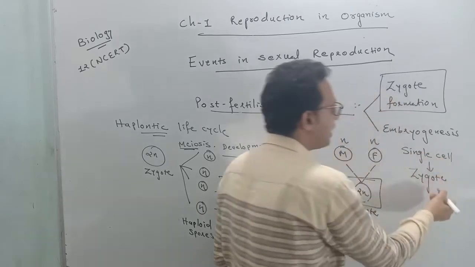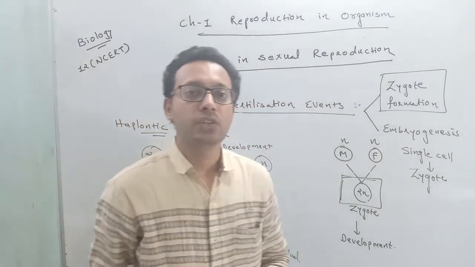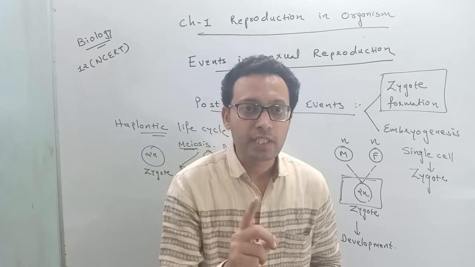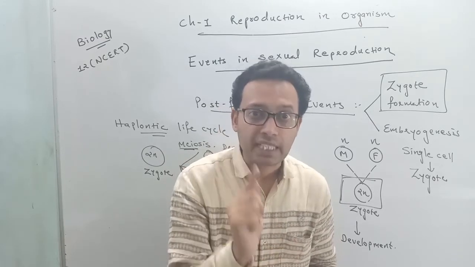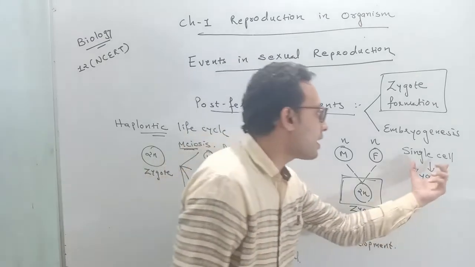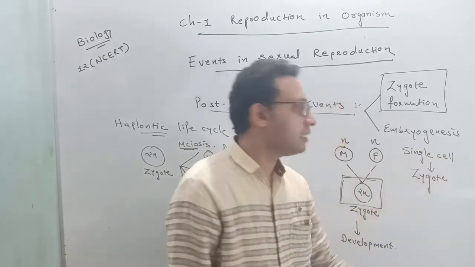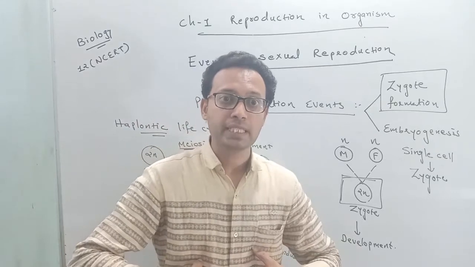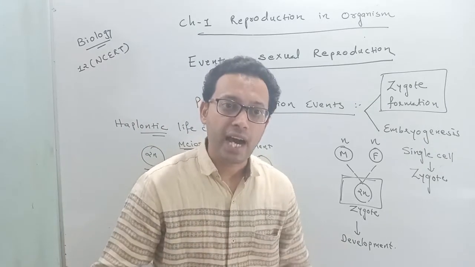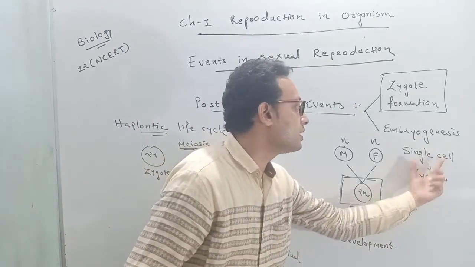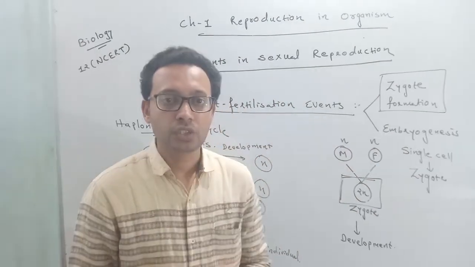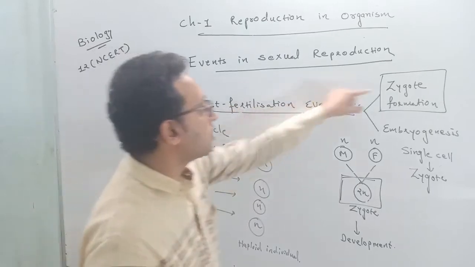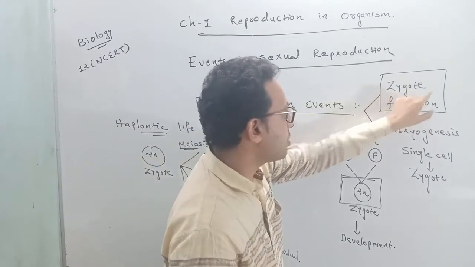And this single cell, we are calling it a zygote. Remember, every living organism that reproduces sexually begins its life from a single cell, and this single cell is called a zygote. Even the human being, the complex type of living organism, even our life also starts from a single cell called a zygote. Clear? So that's all about the first event in post-fertilization, that is zygote formation.